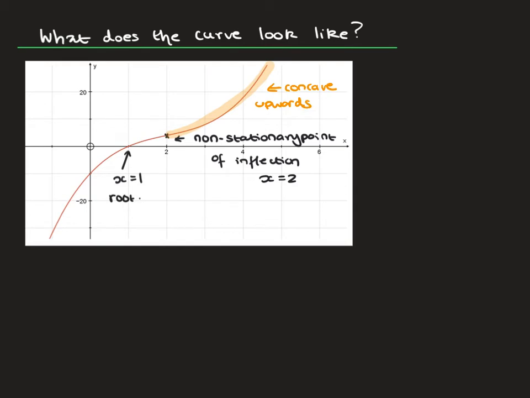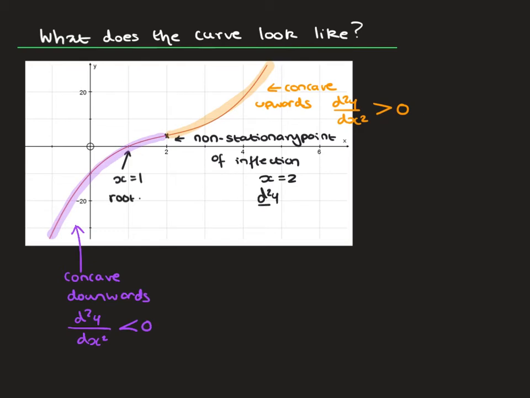So we know that d2y by dx squared is greater than 0. We also know that in this portion, the curve is concave downwards. And d2y by dx squared is less than 0. And of course, demarking this in the middle is the non-stationary point of inflection at x equals 2, where d2y by dx squared is equal to 0.